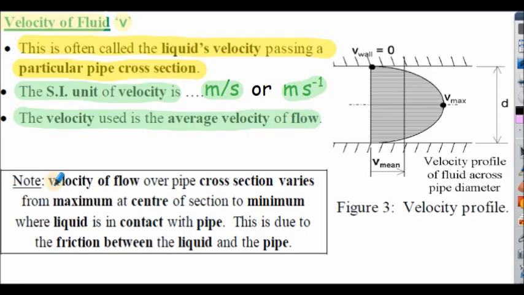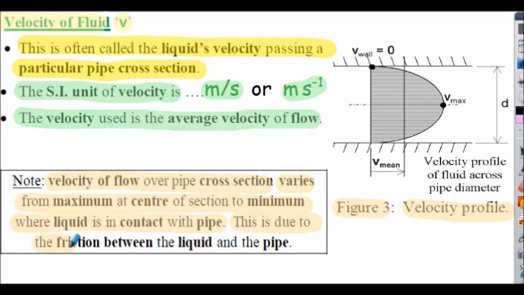It should be noted that the velocity of flow over a pipe cross-section, as shown in Figure 3 of the velocity profile here, varies from a maximum at the centre of the cross-section to a minimum where the liquid is in contact with the pipe. This is due to the friction between the liquid and the pipe.